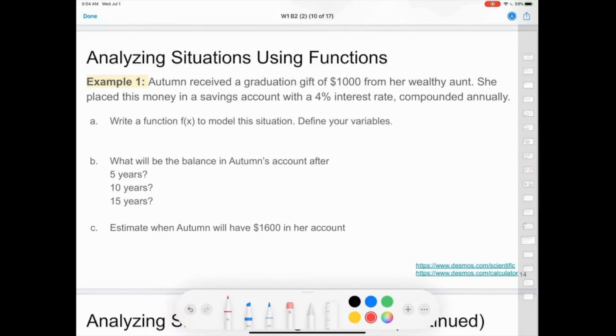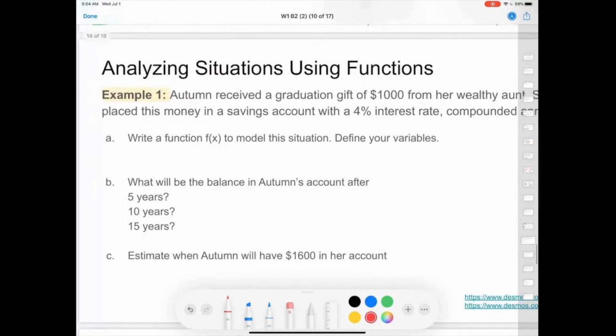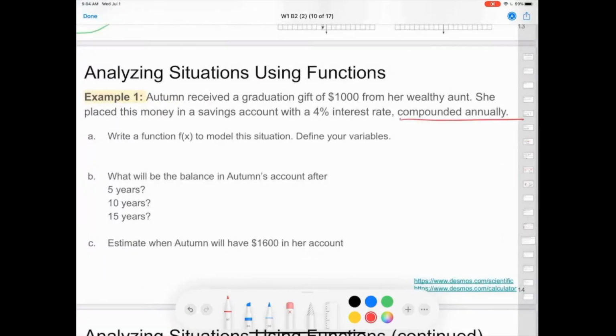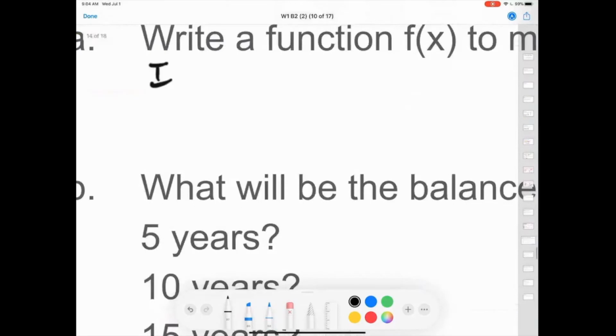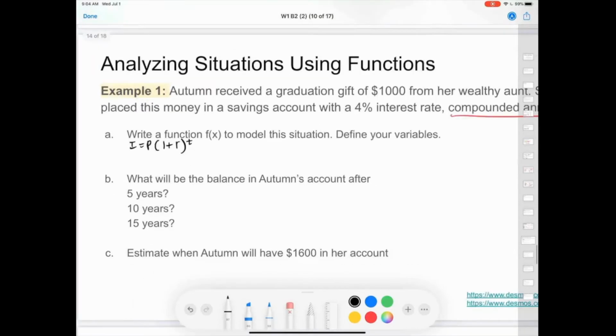So the first thing I'm going to do is, I know that this is a compounded annually problem, so I know I'm going to use that formula. Okay, so the formula I just copied from above is going to be I equals P times 1 plus R to the power of T. Okay, and then I'm going to start highlighting some stuff. So I'm going to highlight what's important. So one thing that's important is $1,000. That's how much money she started with. And then she has a 4% interest rate.